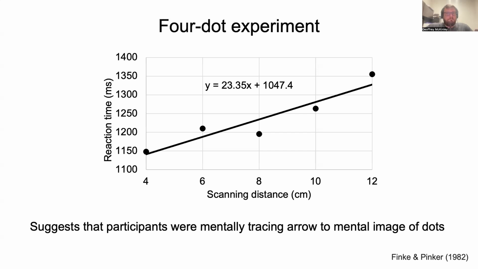Okay, so we talked about this four dot experiment. Now we're going to talk about another experiment that's really good. But we're going to backtrack. I have to remind y'all about the characteristics of imagistic and symbolic or propositional representations.